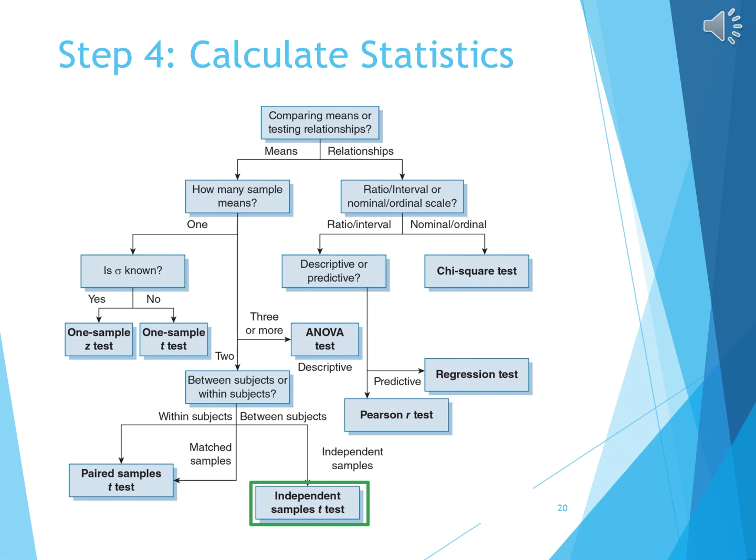Step 4, calculate statistics. You would want to use this chart to help you figure out which statistical analyses are appropriate even before you're collecting sample data, way in advance, while you're just thinking about what kind of scientific study to do. In this case, we're comparing means versus testing relationships. How many sample means are there? There are 2. Is it a between subjects design or a within subjects design? It is a between subjects design, so we get ultimately down to the independent samples t-test. Let's actually conduct that test now.